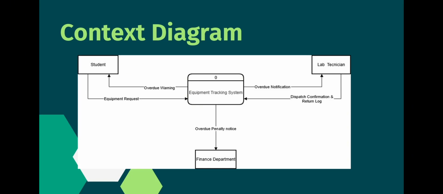Then the technician sends a dispatch confirmation and return log to the system and receives an overdue notification from the system. Lastly, the finance department only receives one flow, the overdue penalty notice. All communication goes through the system. There are no direct flows between external entities.